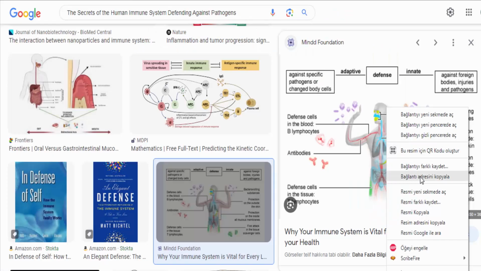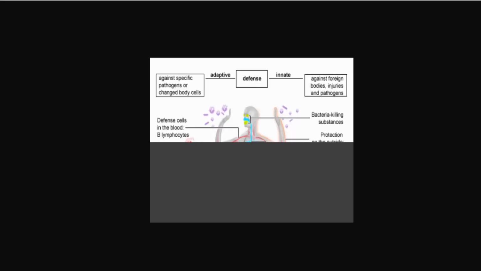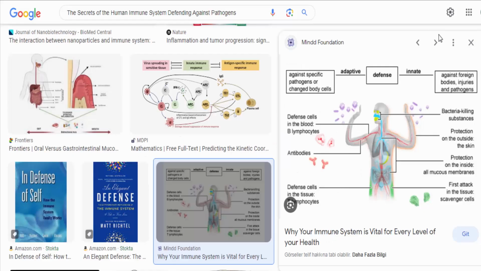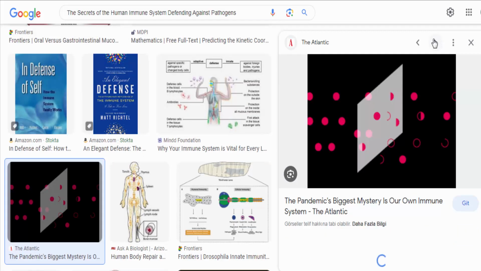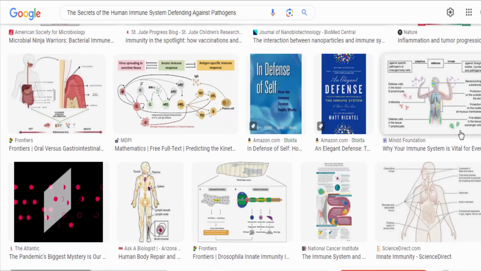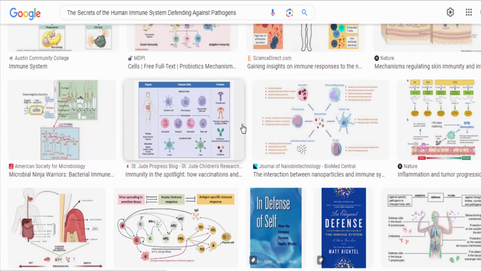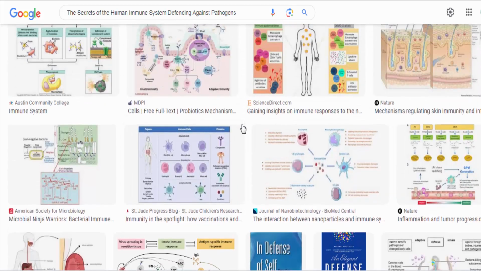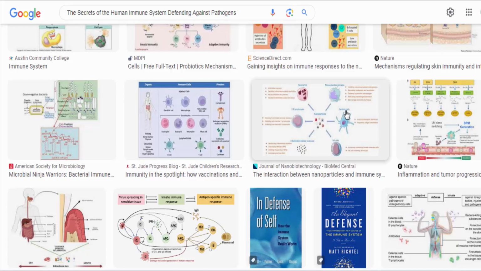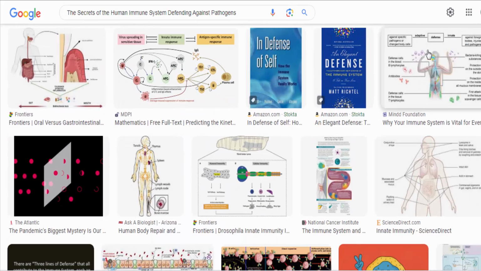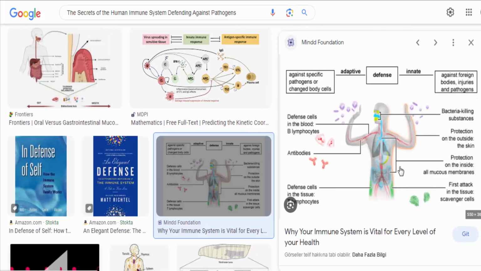C. Antibodies. Antibodies, also known as immunoglobulins, are proteins produced by B cells. They bind to specific antigens on pathogens, marking them for destruction by other immune cells. D. Cell-mediated immunity. T cells play a vital role in cell-mediated immunity by recognizing and eliminating infected or abnormal cells directly.